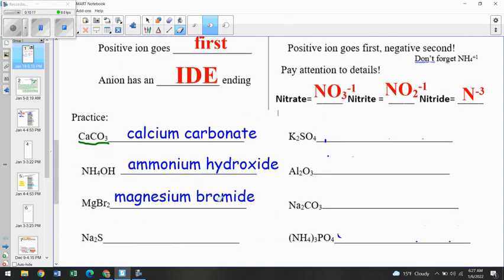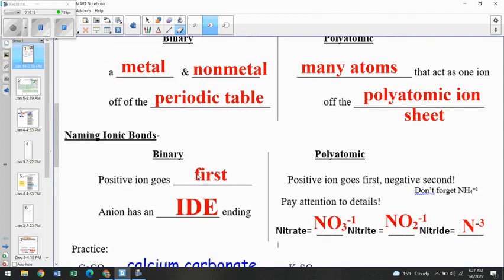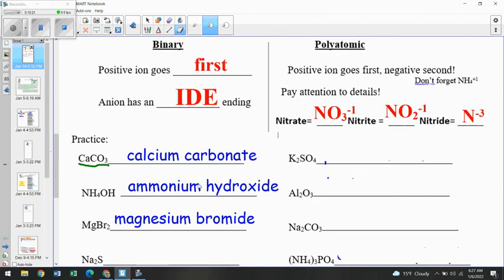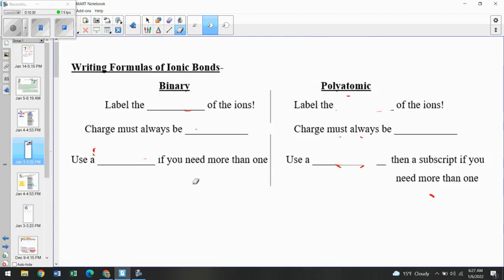Again, hey, look, you got NH4 down there in the bottom right. Don't sleep on ammonium. But this is a two-way street, so we just went from the formulas to the names, but you also have to be able to go from the names to the formulas, which is a little bit trickier. So again, we're going to compare how we do this in binary versus polyatomic, see what's the same and what's different.